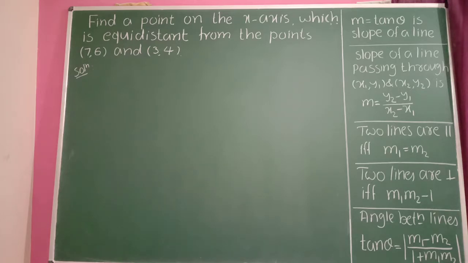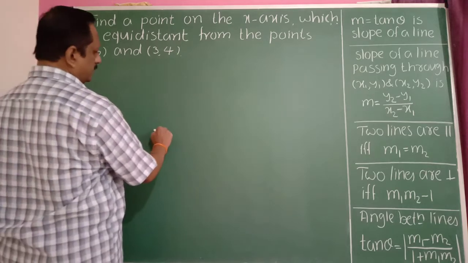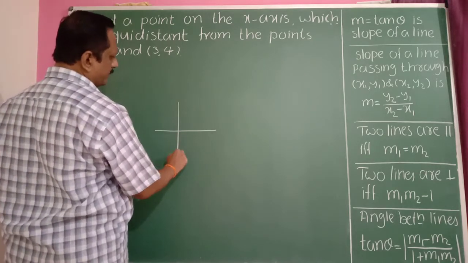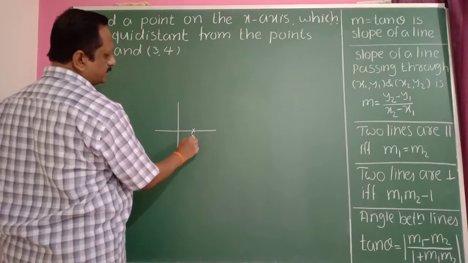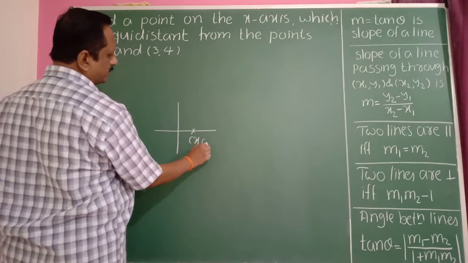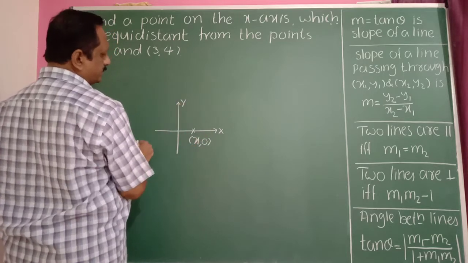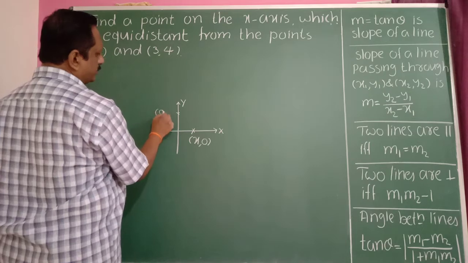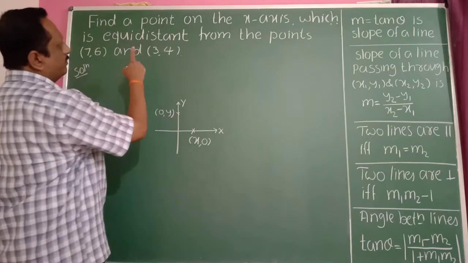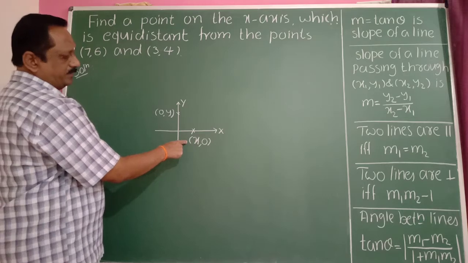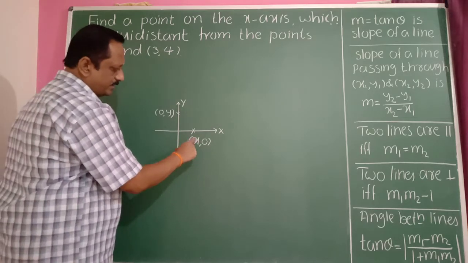Find a point on the x-axis which is equidistant from the points (7, 6) and (3, 4). Suppose this is the x-axis and this is the y-axis. Every point that lies on the x-axis is of the form (x, 0), and every point that lies on the y-axis is of the form (0, y). Here we have to find a point on the x-axis, therefore take the point as (x, 0) to find the value of x.